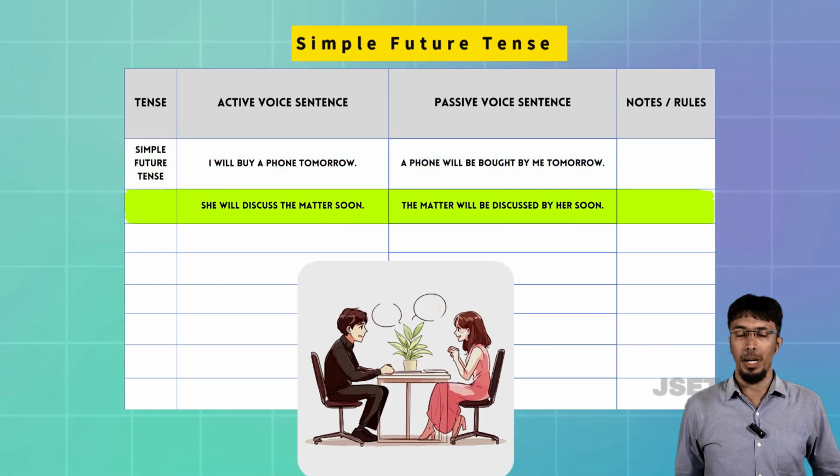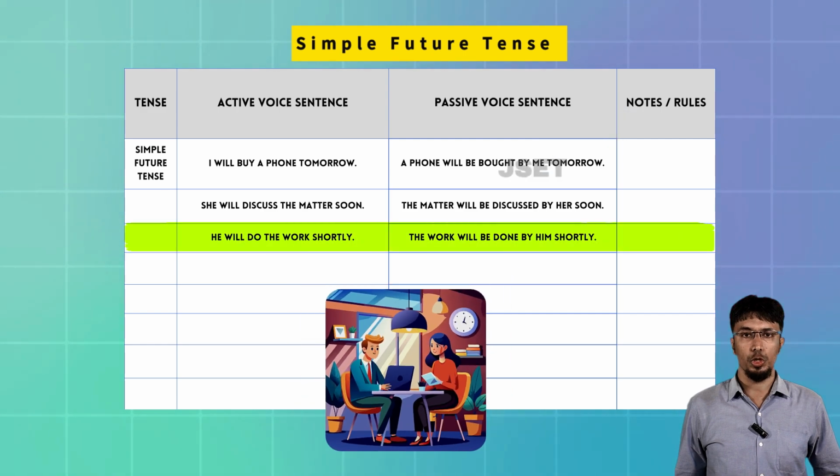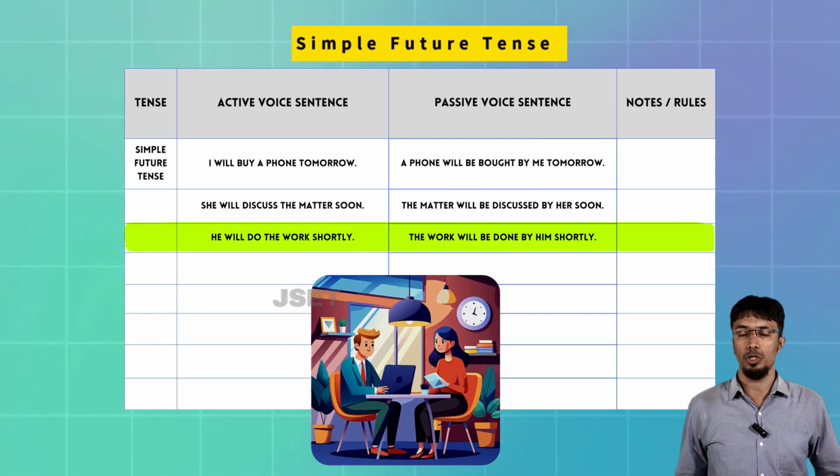She will discuss the matter soon. Active voice. If you change it into the passive voice, it would be the matter will be discussed by her soon. He will do the work shortly. The work will be done by him shortly.